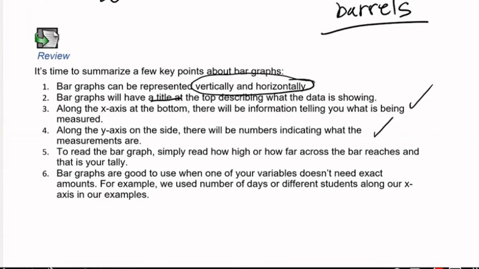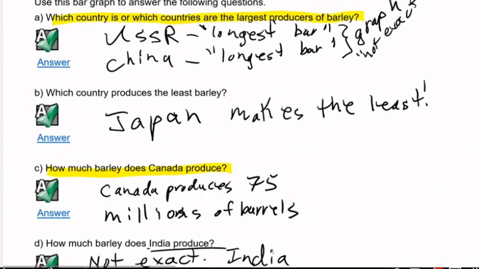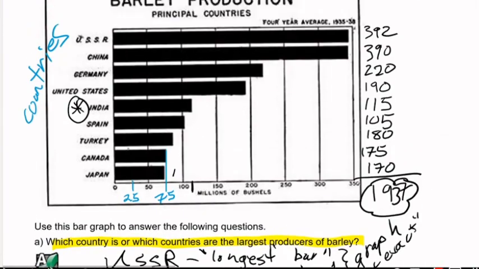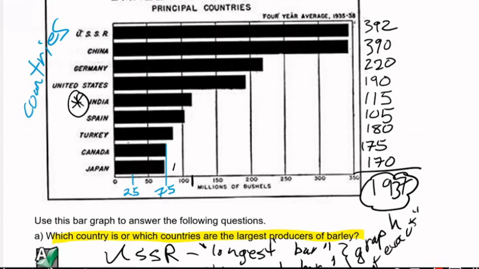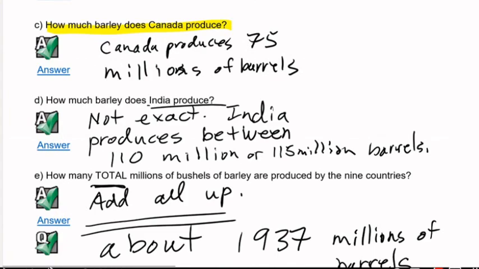Now, bar graphs are a good use for when one of your variables doesn't need to be perfectly exact, but it gives you an idea in relation to the other things in your chart. So, for example, I could quickly look at this and say, which is the biggest producer? I should be able to figure out which is the smallest producer and which countries are kind of middle of the road. I should be able to do that by using these charts. Okay, now that's it.